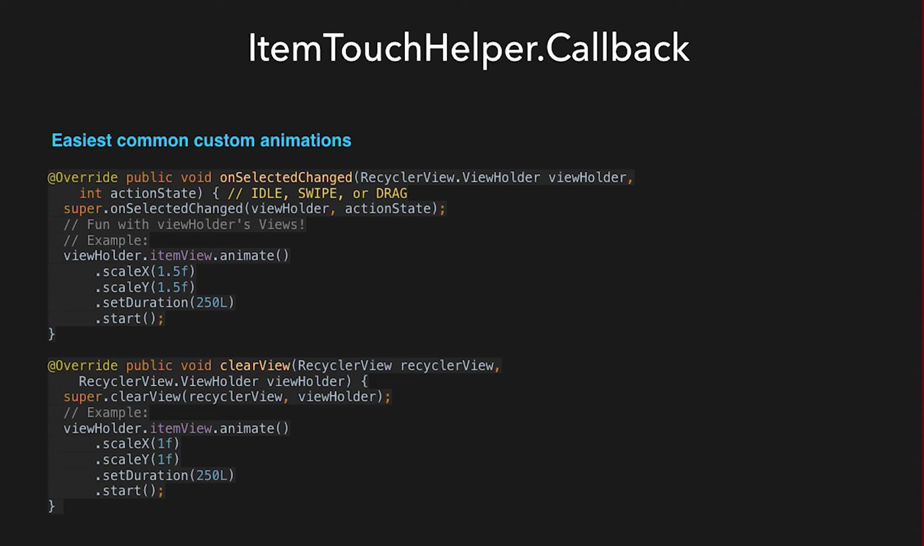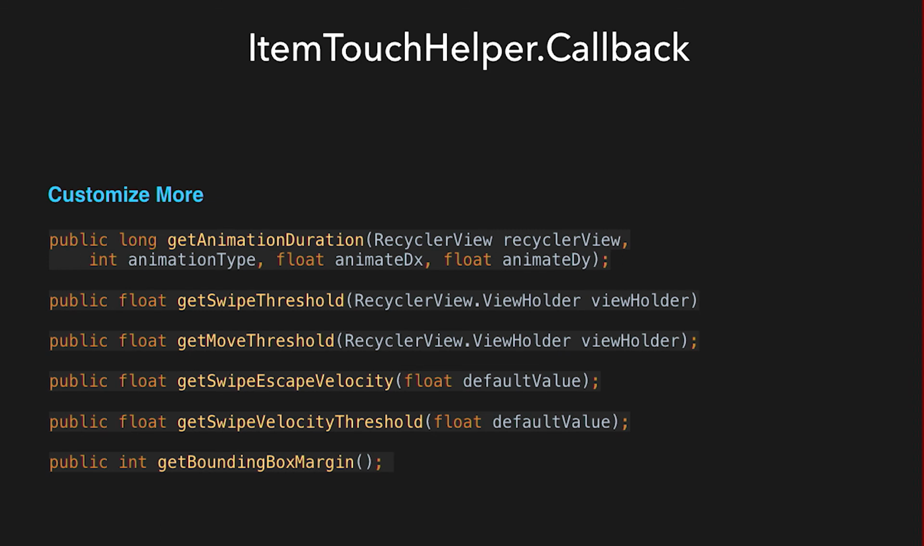I don't want to read off the API that everybody can read, but I want to highlight some of these. You can also change the velocity easily. You can change the threshold for when you want to start a swipe. You can change the bounding box, so maybe your list items are very small, and you want to increase the touch visibility for them. Pretty easy to do. It's all there, just methods you can override on this callback API.